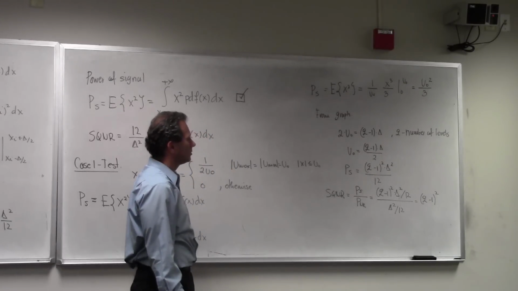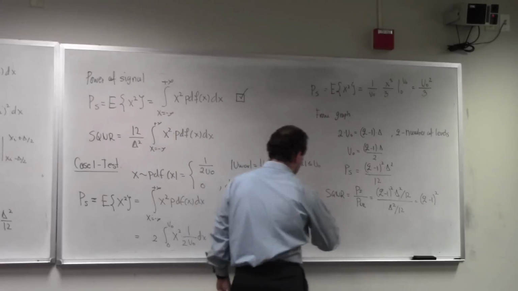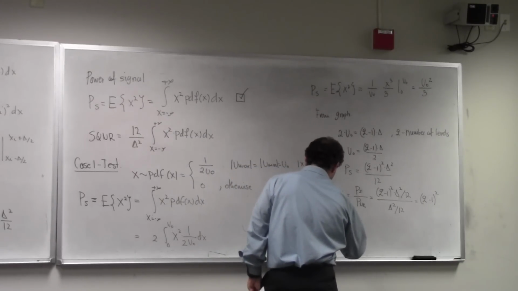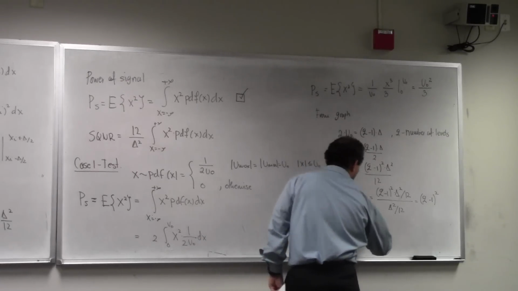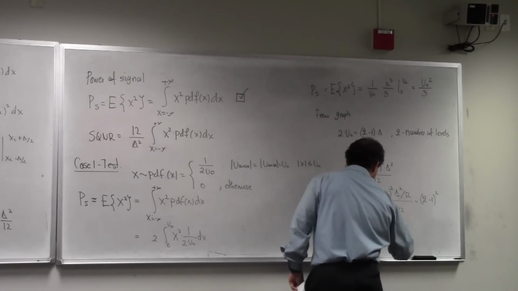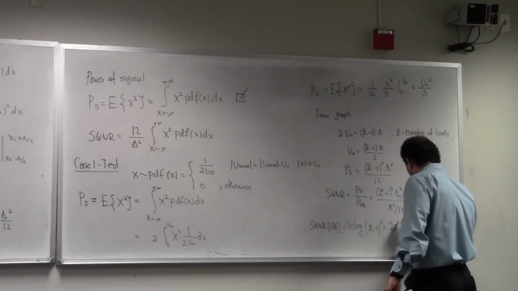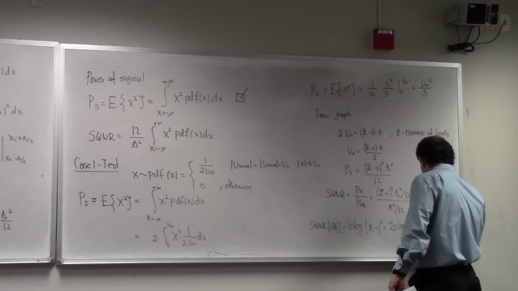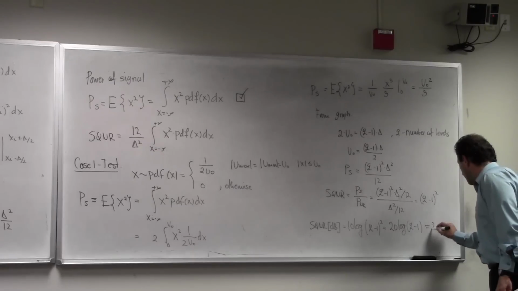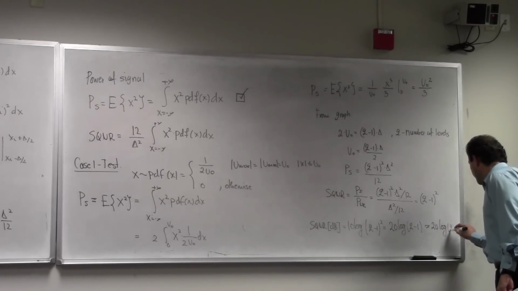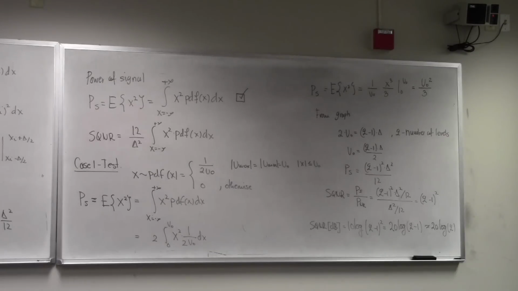If I express my signal to quantization noise in dB, then SQNR expressed in dB is going to be 10 log of Q minus 1 quantity squared, which is 20 log of Q minus 1, and usually Q is much larger than 1. So this is practically 20 log of Q. Right? That's how we estimate the signal to quantization noise ratio for relatively large Q.